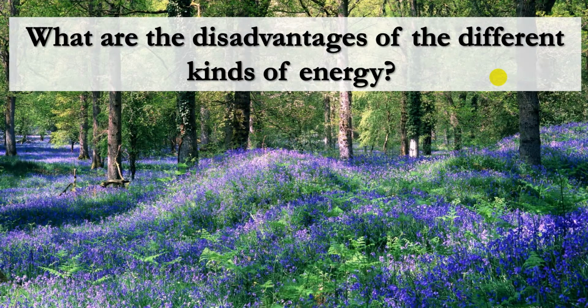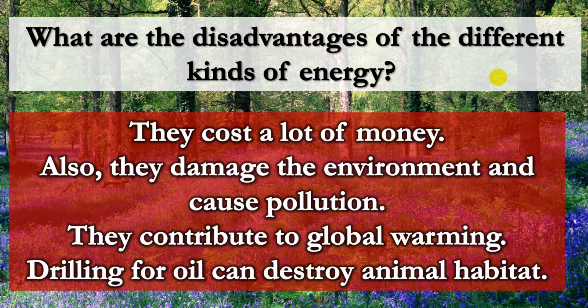What are the disadvantages of modern kinds of energy? They cost a lot of money. Also, they damage the environment and cause pollution. They contribute to global warming. Drilling for oil can destroy animal habitat.